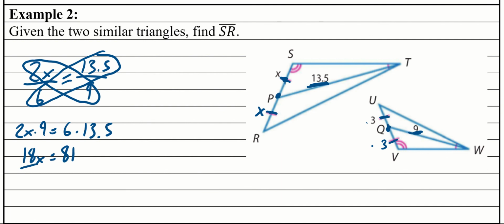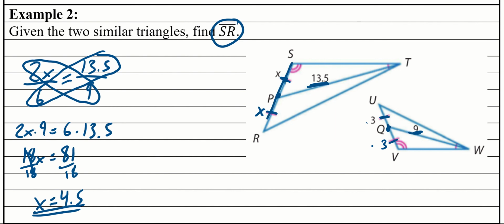And then last step, divide by 18 here. We get x equals, and this is not going to come out to be a whole number, that's okay. This is going to come out to be 4.5 if I type this into my calculator. So x equals 4.5. But notice it wasn't asking us for x, it was asking us for the length of SR. So I need to plug this back in here and find what SR is going to be.